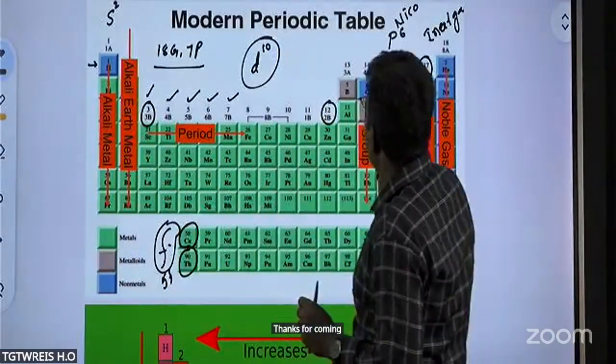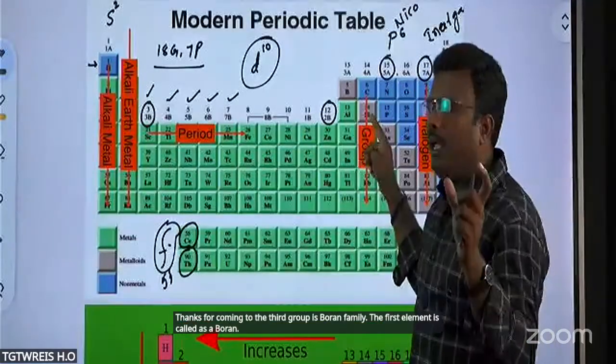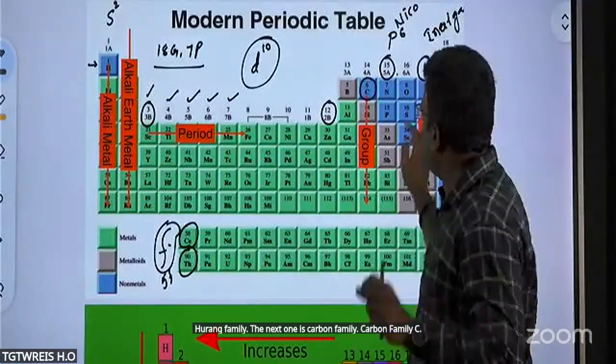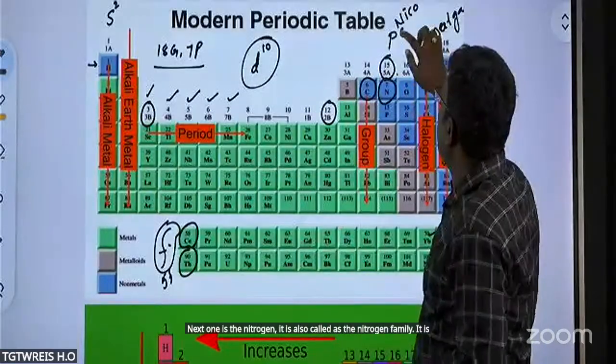Next, coming to the third group, it is the boron family. The first element gives its name to the boron family. The next one is the carbon family, C. The next one is nitrogen, also called the nitrogen family. It is also called nicogens.